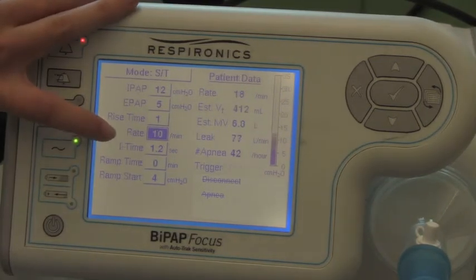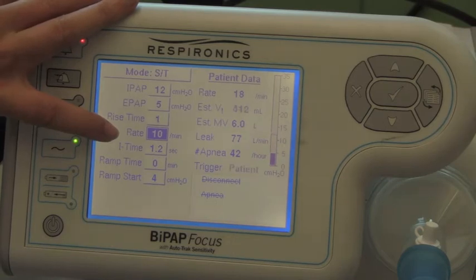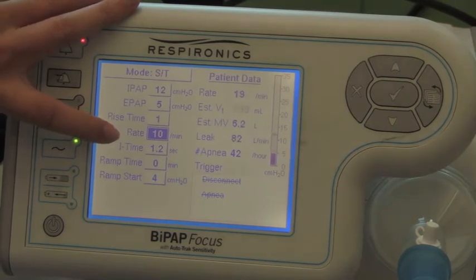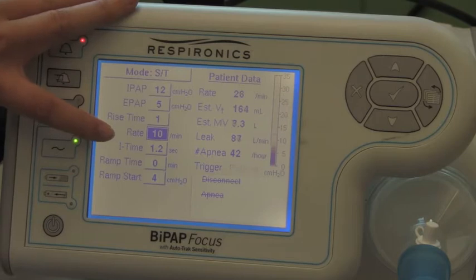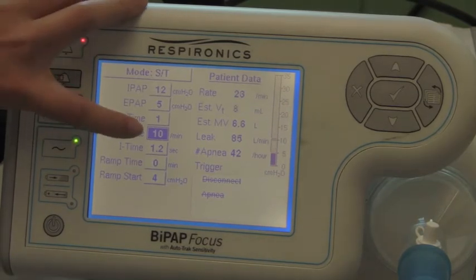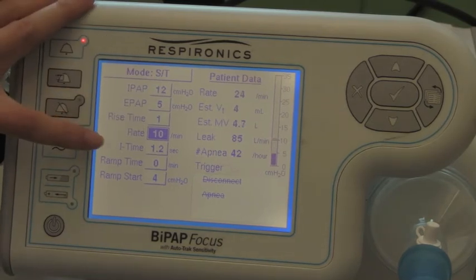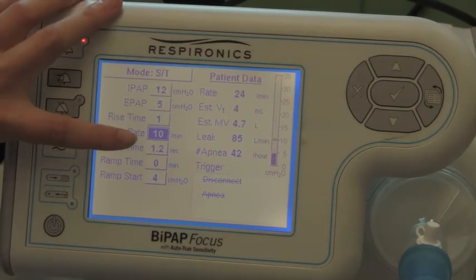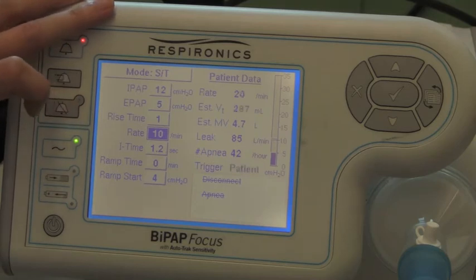This is the backup rate. For example, if the respiratory rate drops to 8 breaths per minute, it will kick in to ensure the patient receives, in this case, 10 breaths per minute. The I time set at 1.2 seconds is the time that the inspiratory breath is given to the patient.